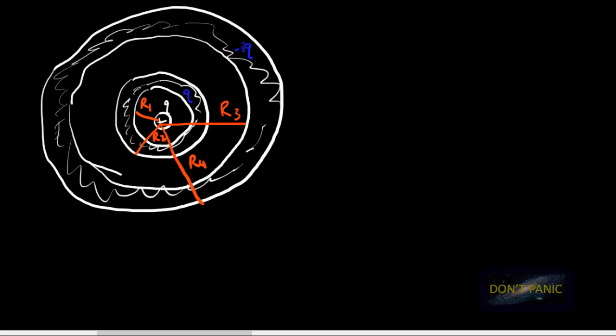Suppose you're given this configuration, and so now we have a charge in the middle, and there's a net charge Q on this shell, and a net charge of -3Q on this shell. And suppose you have to find the potential at points A, B, C, D, and E.